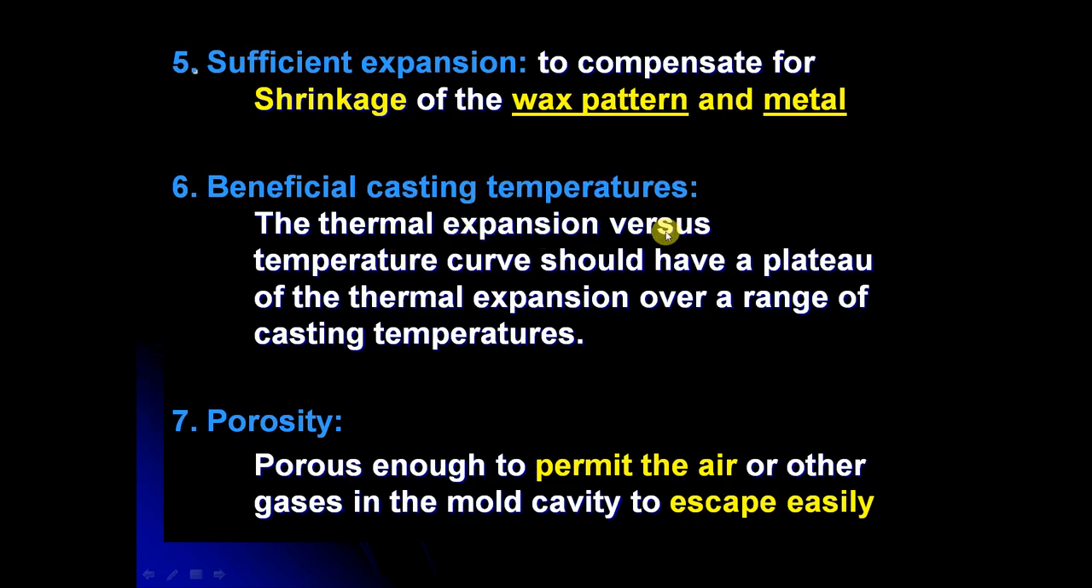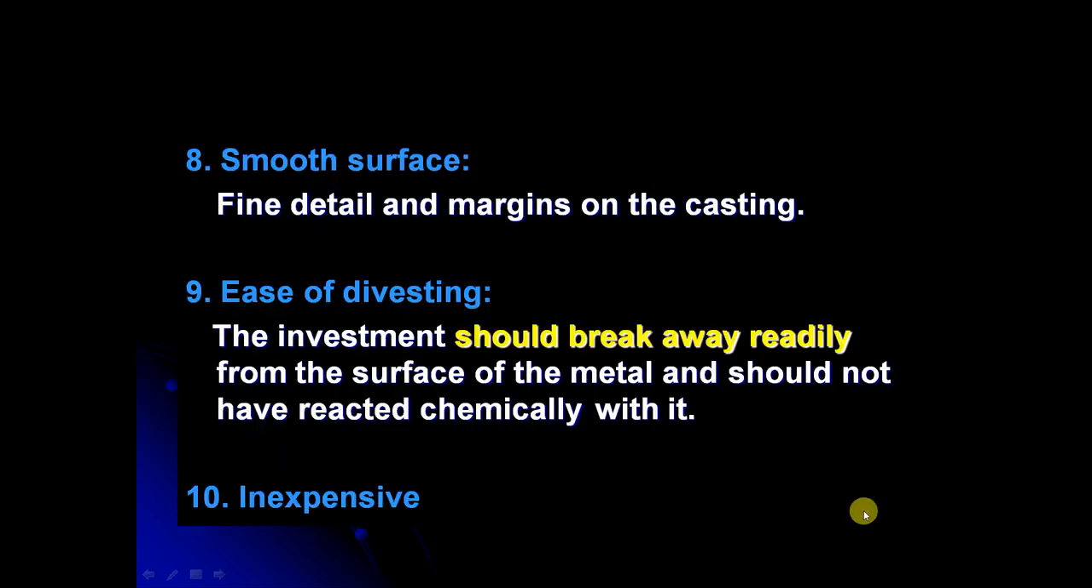The thermal expansion versus temperature curve should have a plateau of thermal expansion over the range of casting temperatures. Next is porosity: porous enough to permit the air or other gases in the mold cavity to escape easily. It should have a smooth surface with fine details and margins on the casting. It should have ease of divesting: the investment should break away readily from the surface of the metal and should not have reacted chemically with it. And it should be inexpensive.